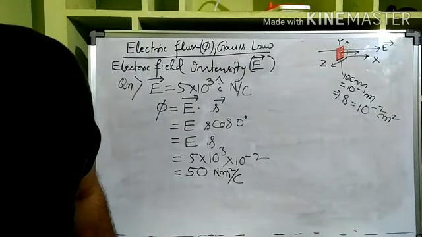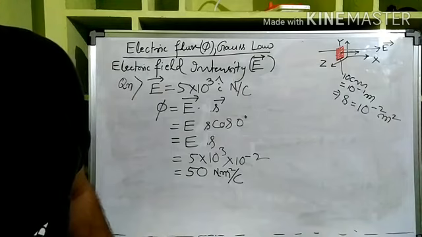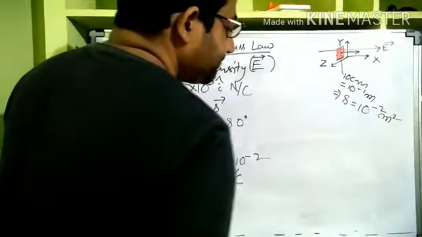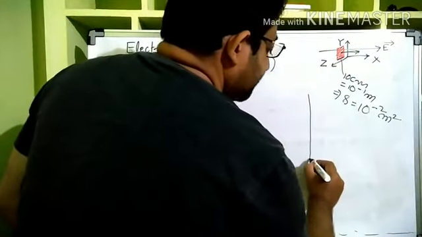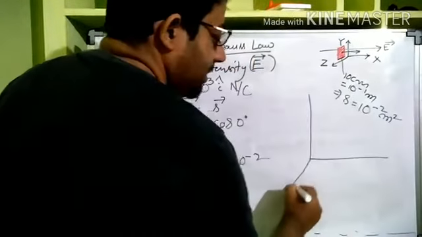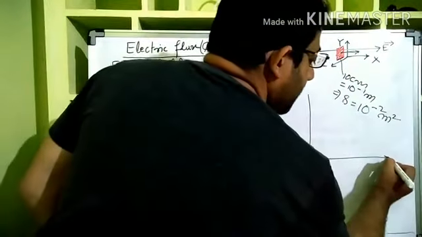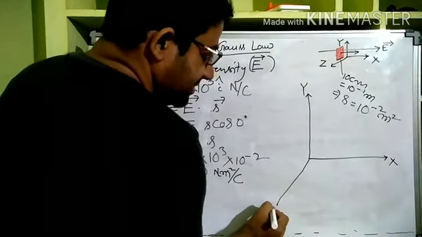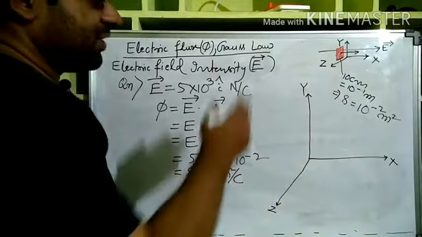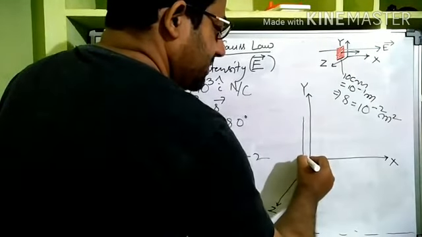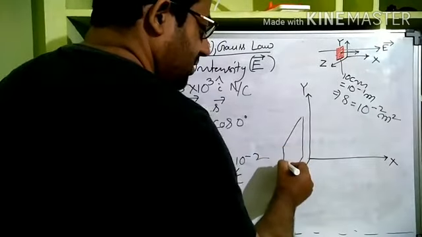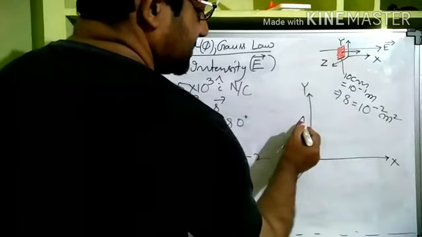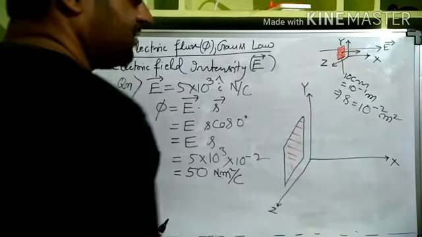Next part asks, what would be the flux through the same square if the plane makes a 30-degree angle with the x-axis? Listen carefully. So I'm doing it again here, a bigger one so that you will understand nicely. Let us say this is x, this is y, and this direction is z. Now in the first case, the square was along the yz plane. So this was the square.